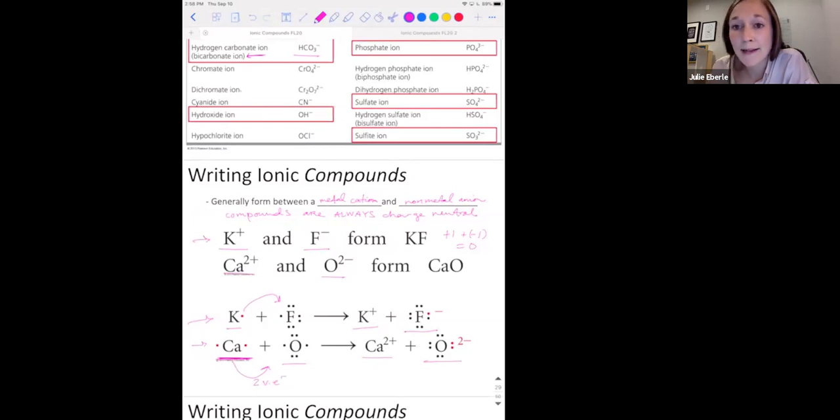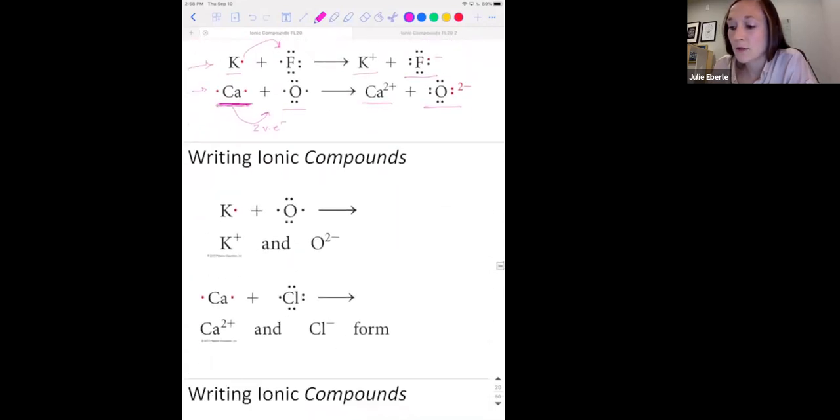Now, because the magnitude of charge is the same here, how many cations and how many anions do we need? We just need one of each. So it's just CaO. +2 and -2 balance each other to be charge neutral. That adds up to 0. All right. But now let's look at what happens when the charges and the magnitude on those charges are not the same.